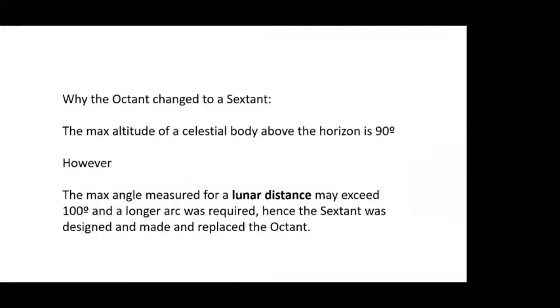One of the things I must address is why the octant changed to a sextant. An octant was made an arc of 45 degrees to measure celestial bodies above the horizon, and no celestial body can be higher than 90 degrees, really. 90 degrees and a bit, maybe due to dip. Once you started measuring the lunar distance, you may exceed 100 degrees between the moon and another celestial body, and a longer arc was required. Hence, the sextant was designed and made and replaced the octant. Nowadays, the octant is not used at all.